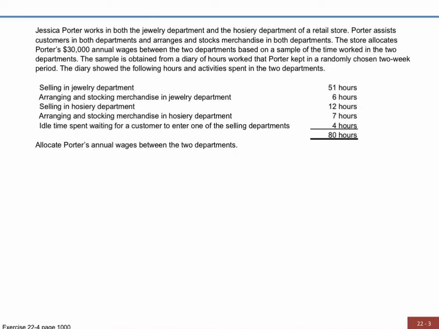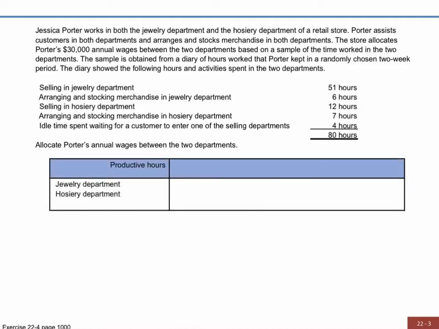for each department, she split her time between those. We want to take a look at the number of hours she was actually working for each department to divvy that wage up between those departments to allocate the cost. We're going to do that by first adding up her productive hours.